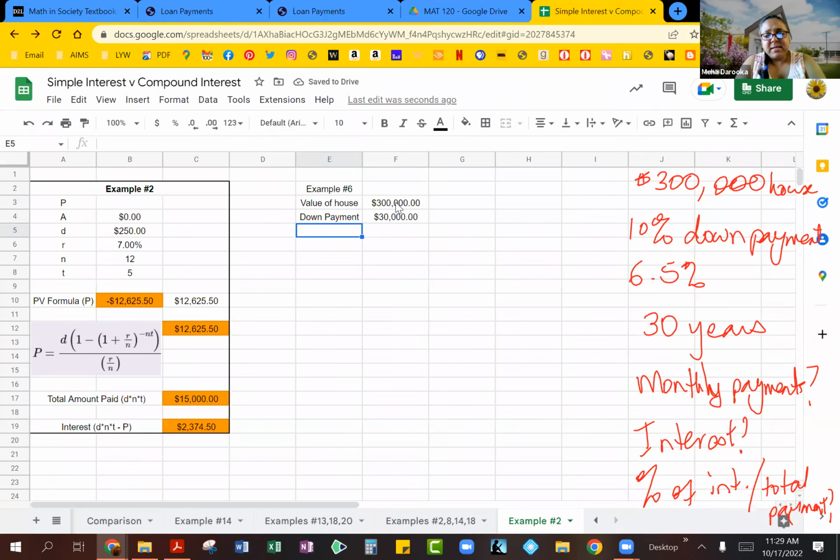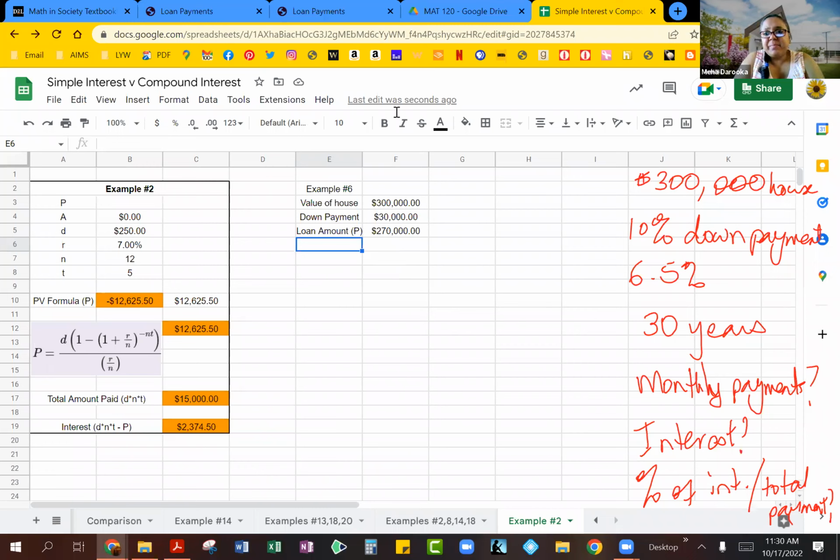So that means the loan amount, which remember can also be the principal, since that's how much money she's going to be borrowing, will be the value of the house. And since she's paying $30,000 upfront, obviously she's not going to be financing the full $300,000. So you can see the amount that she's going to borrow from the banking agency, wherever she goes, will be $270,000, right? After you take that 10% out.